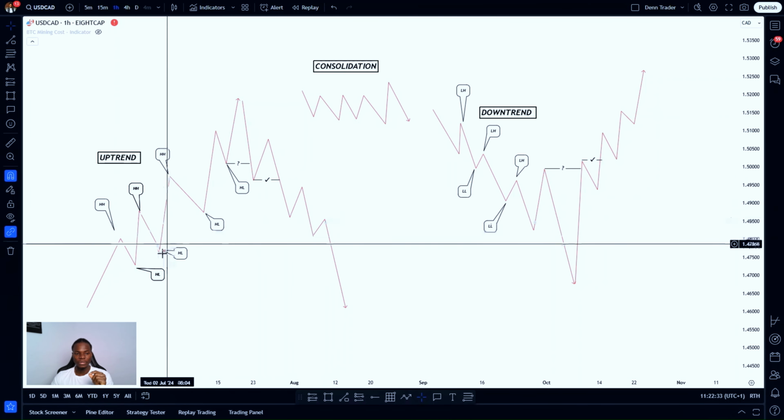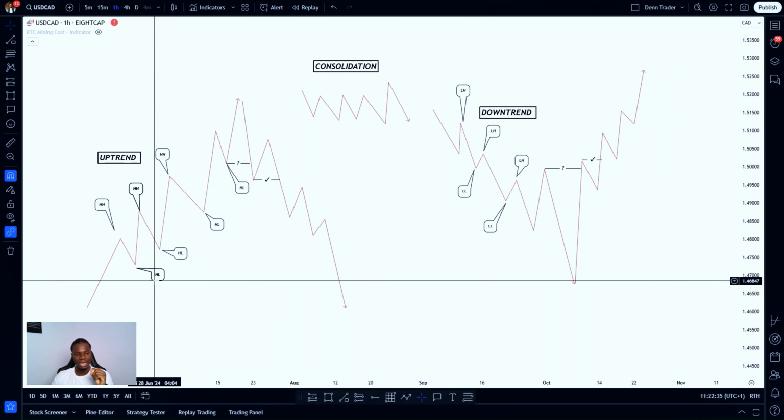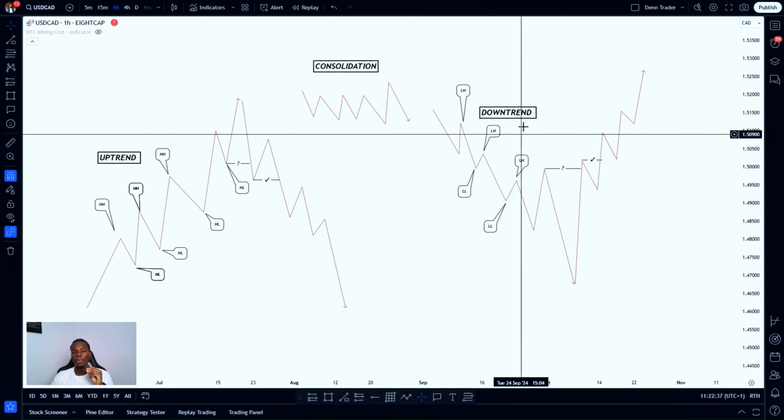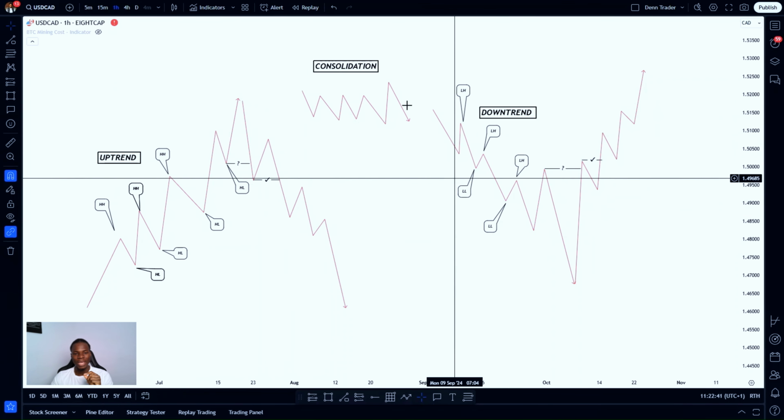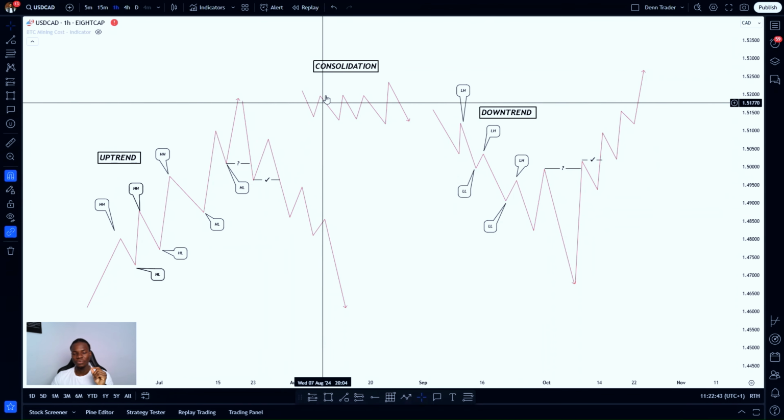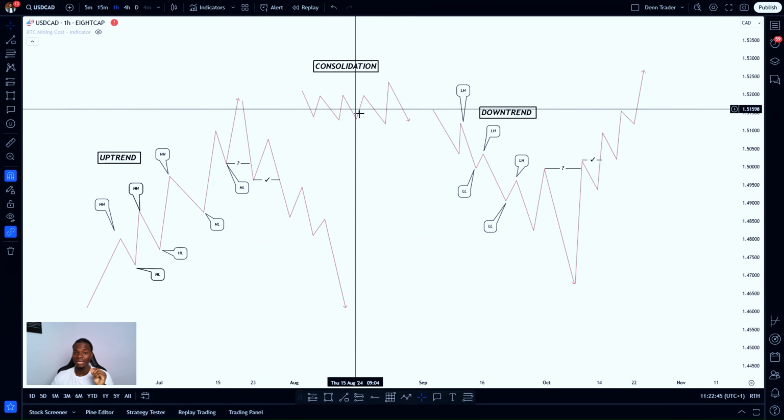When it's in uptrend, it creates higher highs, higher lows, higher highs, higher lows. And when it's in downtrend, it creates lower high, lower low, lower high, lower low. And when it's in consolidation, it's just ranging. It's just going up and down with no clear direction.